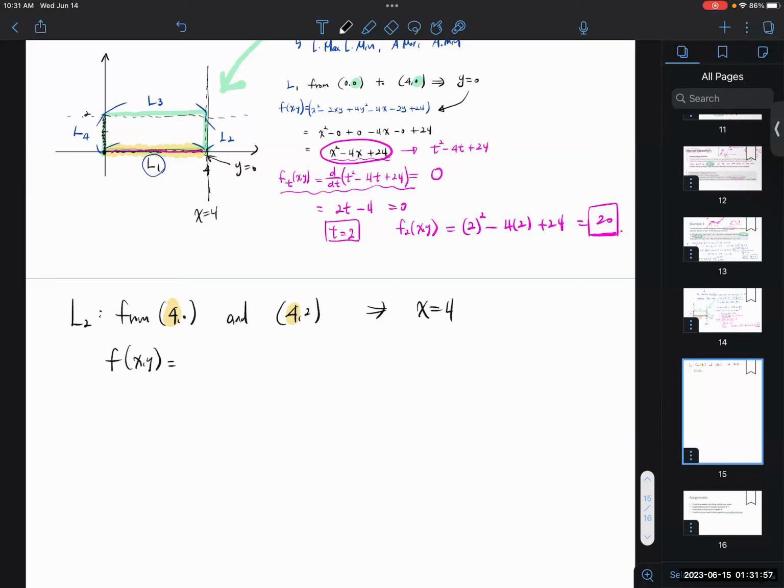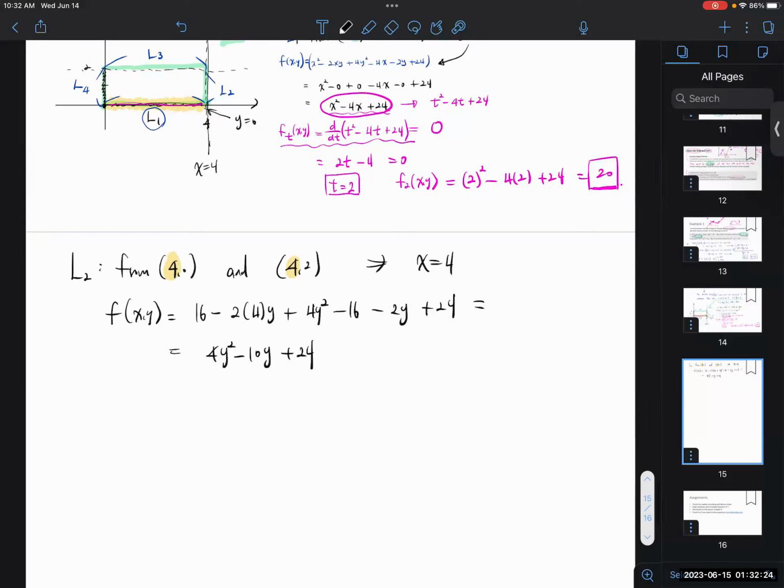So we're going to plug in. If you do that work, 16 minus 2 times 4y squared. You're going to get 16, 2y plus 24. So you should get 4y squared, 10y plus 24. Are we okay? So that is going to be when x equal to 4.